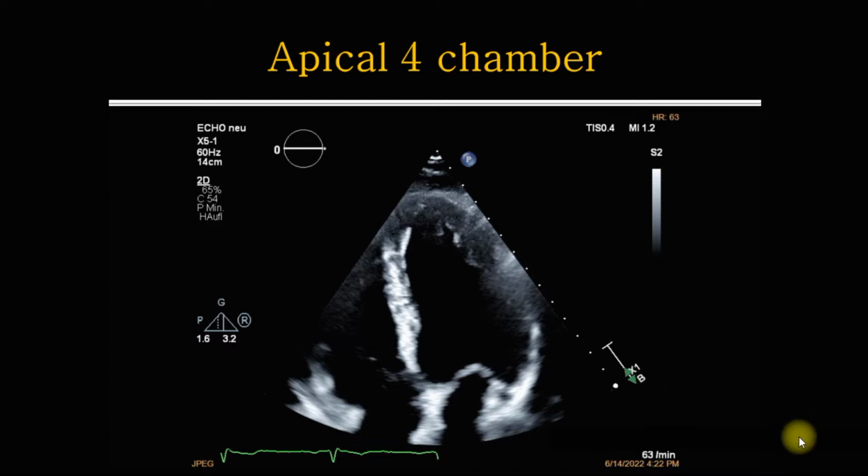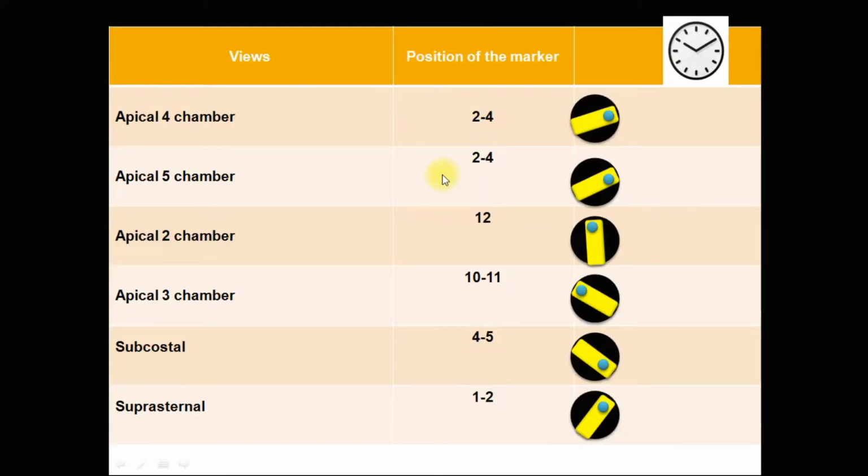How did we get this view? I will go back to the same slide. Here are the apical views. Apical 4-chamber: the position of the marker should be directed toward 2 to 4 o'clock. The same thing for the 5-chamber view. I will tell in short the difference between 4 and 5-chamber view.